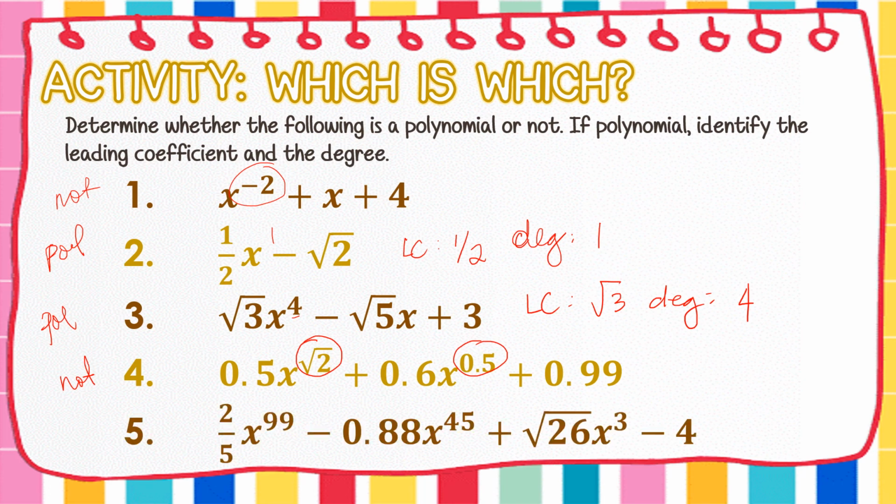And the last, okay, this is a polynomial. Ano ang ating leading coefficient? 2/5. What is the degree? 99. Yan, meron tayong constant term. Ito yung constant term niya, negative 4. Ito naman, sa number 3, ang kanyang constant term ay positive 3. Okay?